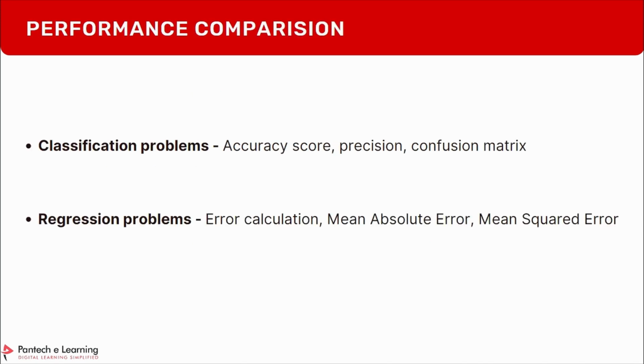For classification problems, we have accuracy score, precision, confusion matrix, etc. as performance comparison tools available to you. When you go for a regression problem, you will be dealing with error calculation, which can be done with mean absolute error, mean square error, and root mean square error. What is the math behind it, how it's happening, and how to use it, we'll see now.